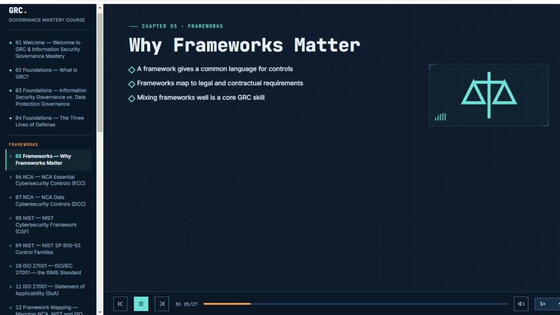Frameworks exist so that security and compliance work isn't reinvented from scratch every time. They give everyone a common language for controls, and they map cleanly onto legal and contractual requirements. Knowing how to work across more than one framework at once is one of the most valuable GRC skills there is. In summary, a framework gives a common language for controls, frameworks map to legal and contractual requirements. Mixing frameworks well is a core GRC skill.